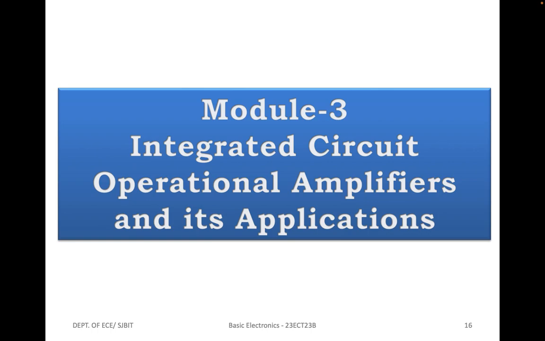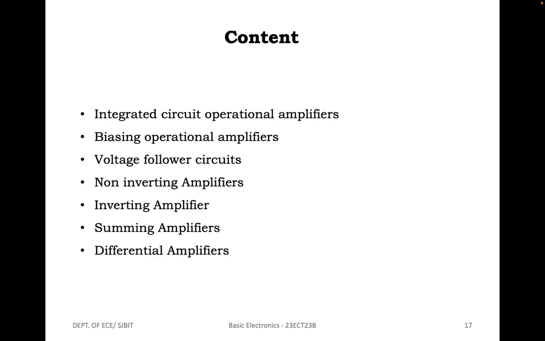Under module 3 we'll discuss integrated circuit operational amplifiers and their applications. In the previous video of this module 3 we discussed the basics of integrated circuit operational amplifiers, the symbol of the op amp, its construction and the pin diagram of the IC741. We also discussed its equivalent circuit and the ideal characteristics of the op amp. Now in this video we'll discuss biasing operational amplifiers and the voltage follower circuits.